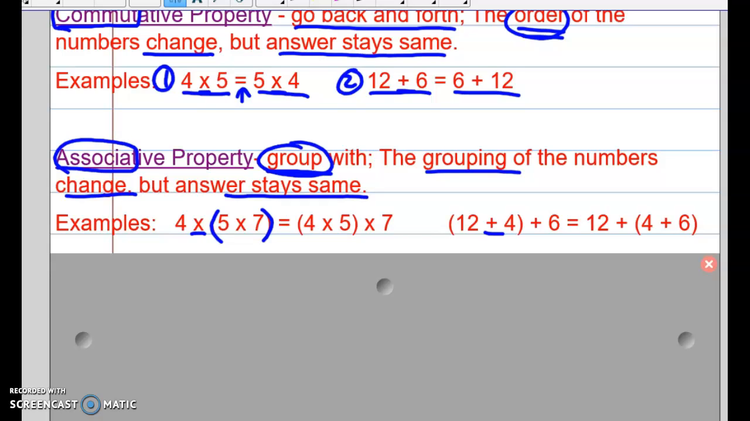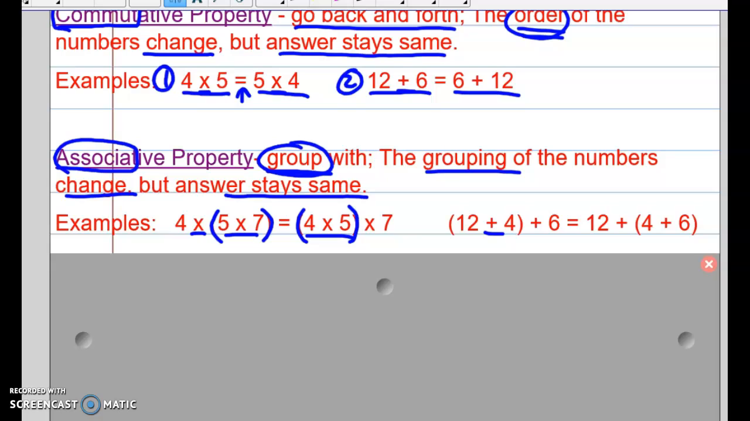On the other side of the equal sign, we still are multiplying 4 times 5 times 7, but this time the grouping changed. It was around the 5 and the 7, but now the parentheses have moved and the 4 and the 5 are grouped together. So that shows my grouping of the numbers changed, but my answer would be the same if I solved that problem. Remember, parentheses around operations of numbers shows grouping.